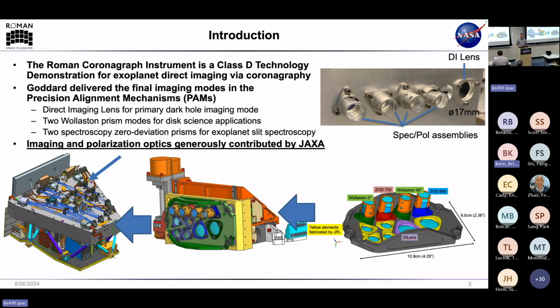All right, Roman Coronagraph doesn't need any introduction, but Goddard actually did build and deliver the direct imaging, 2 Wollaston prism and 2 spectroscopy modes in CGI. We made it. We're talking about spectroscopy on CGI. Kind of magical. Notably, I will also say that the imaging and polarization optics were very generously contributed by JAXA. And those Wollaston prisms are actually, as optical specs go, very special elements. So thank you to them as well.